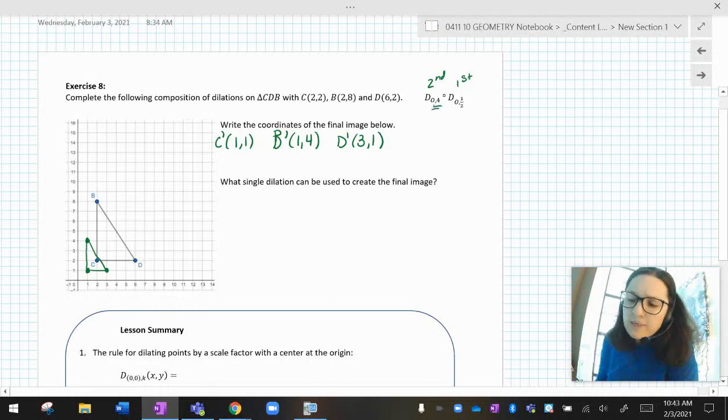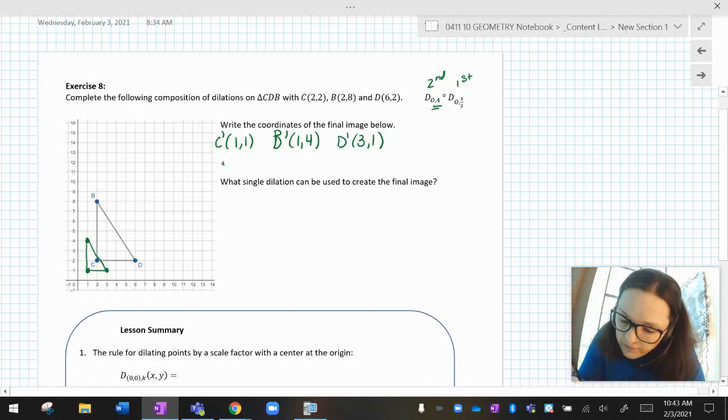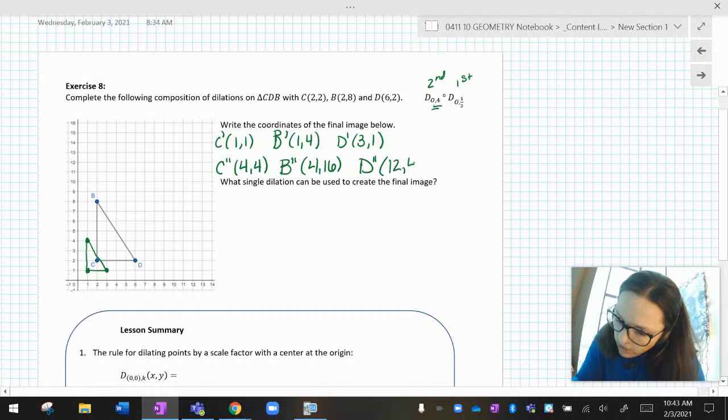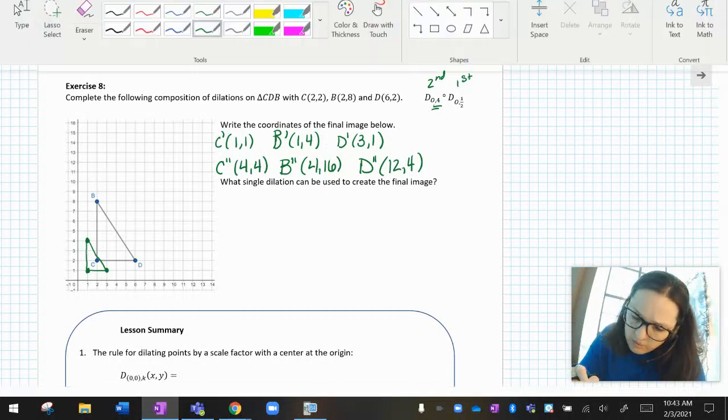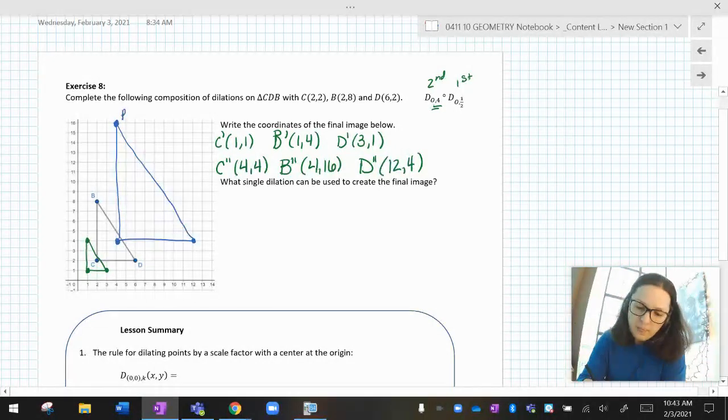And then when I dilate that new one, because I start from this fresh green one, and dilate that by 4, C double prime is going to be 4 times the coordinates, because I'm dilating from the origin. So that'd be 4, 4, B double prime 4, 16, and D double prime is going to be 12, 4. And so now I'm going to make that one blue. 4, 4, 4, 16, 12, 4. There's my new one.